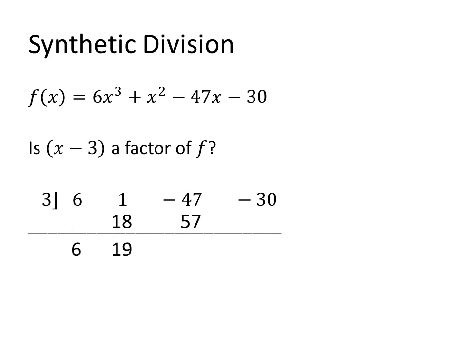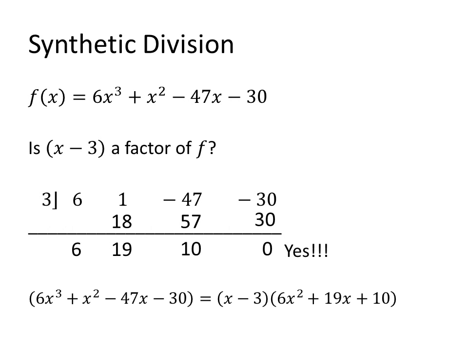We multiply 3 and 19 to get 57. Adding negative 47 and 57, we get 10. Multiplying 3 times 10, we get 30. And here, we do get a remainder of 0. This is exactly what we want. This tells us that we can write 6x cubed plus x squared minus 47x minus 30 in factored, or at least partially factored form. That is, that x minus 3 is a factor, and that what's left over is 6x squared plus 19x plus 10.